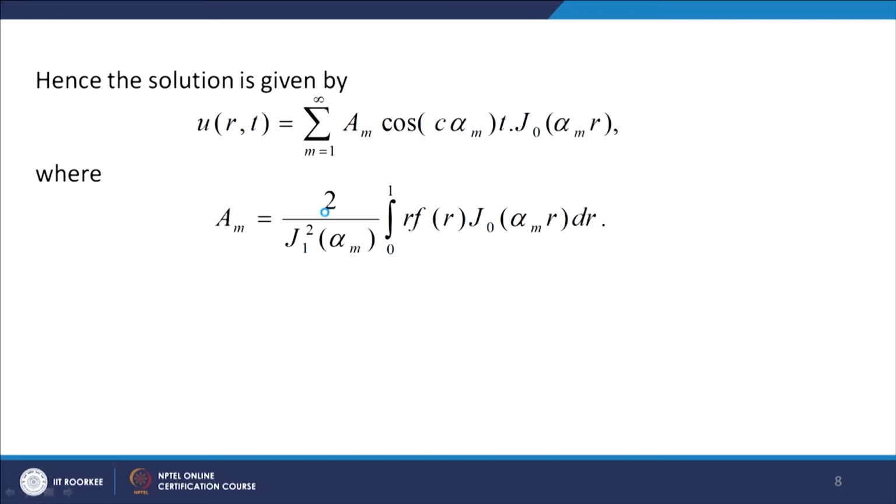So what we get is u(r,t) equal to sigma m equal to 1 to infinity a m cos c alpha m t j naught alpha m r, where a m is given by 2 over j1 square alpha m, integral 0 to 1 r f(r) j naught alpha m r dr.